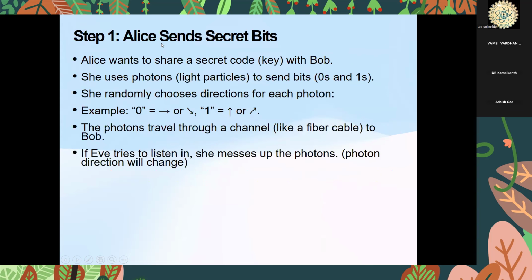First, Alice wants to share a secret code with Bob. Alice uses photons, light particles, to send 0s and 1s. She randomly chooses the direction for each photon, one direction for 0 and another for 1. This is the rectilinear basis, and this is the diagonal basis. These photons travel through a channel like a fiber cable to Bob. If Eve tries to listen in, she messes up the photons, and the photon direction will change.